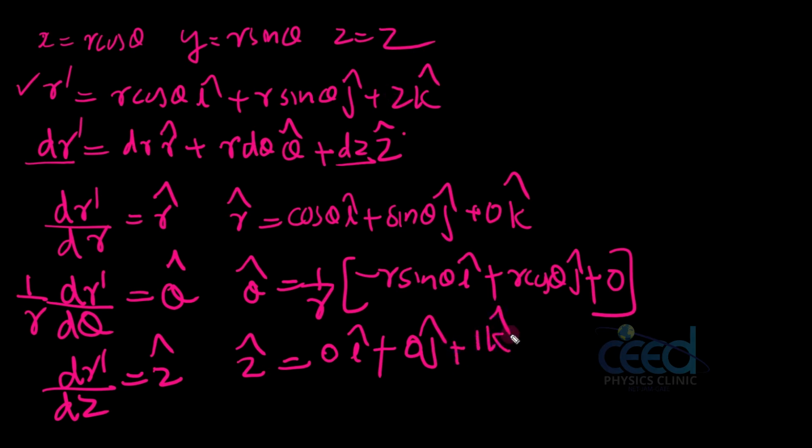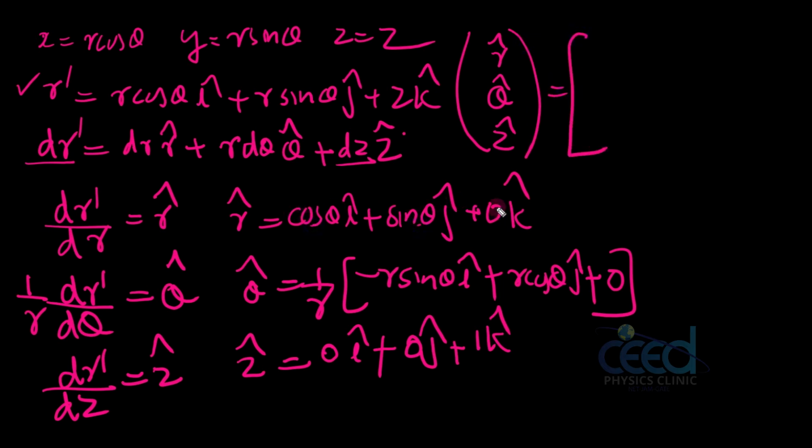Now you can see these are the unit vectors along the direction of cylindrical coordinates, that is r cap, theta cap and z cap. I can represent this as a matrix: r cap, theta cap and z cap is equal to, what is the matrix element? Cos theta, sin theta, 0, and here the r and r will cancel, so minus sin theta, cos theta, 0.